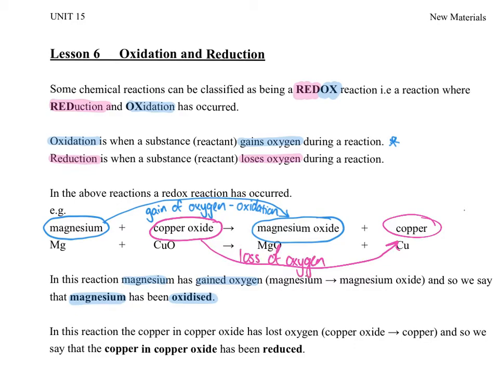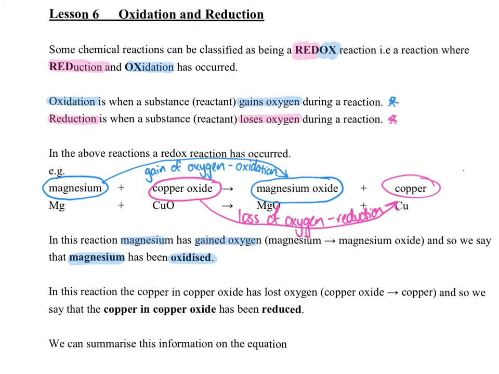So if we look at copper oxide, we can see that on the right-hand side, it has then lost oxygen. What is the loss of oxygen? Is it oxidation or is it reduction? Well, we can see from our definitions that this is a reduction reaction. So copper oxide has undergone reduction. And if we look at the sentence down below, we refer to this as the copper in copper oxide has been reduced. So the copper in copper oxide has lost oxygen, and so we say the copper oxide has been reduced.